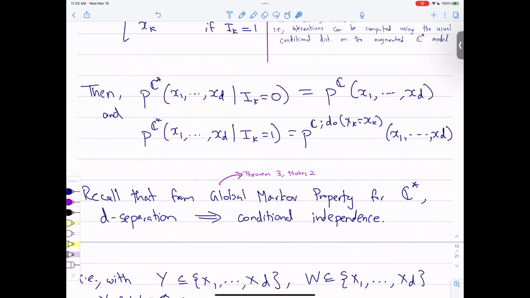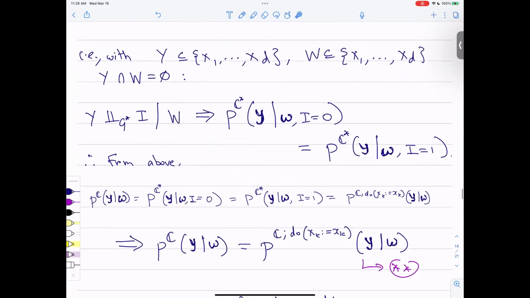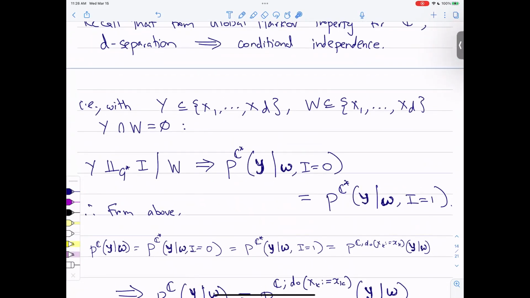In this case, d-separation implies conditional independence. Global Markov property. Good, so this is the property we have. This differs from the notes because the notation was messed up in the PDFs you have. I fixed it yesterday, so I will post the updated version soon. Okay. Pick a set Y within x1 through xd. W is some other set within x1 through xd, such that Y and W are non-overlapping. So these are just two non-overlapping sets of nodes.